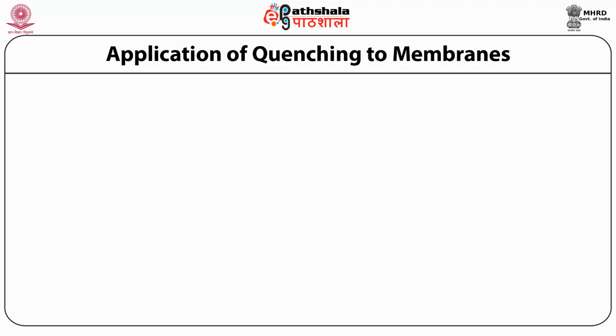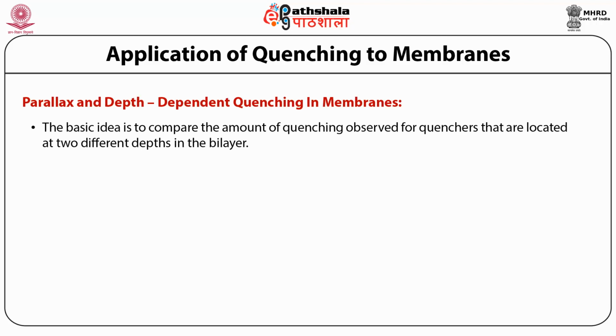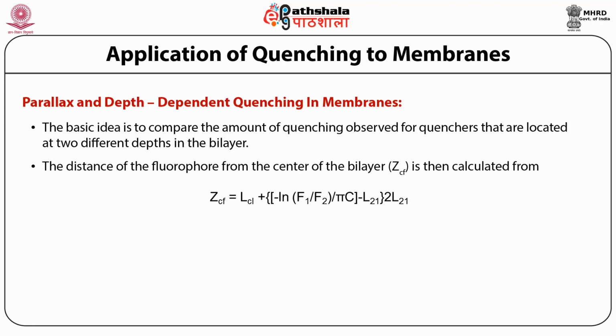Another technique that is useful in studying membranes is parallax and depth dependent quenching in membranes. The basic idea is to compare the amount of quenching observed for quenchers that are located at two different depths in the bilayer. Bilayer means the lipid bilayer of the cell membrane. The distance of the fluorophore from the center of the bilayer, denoted by ZCF, is then calculated from the equation.